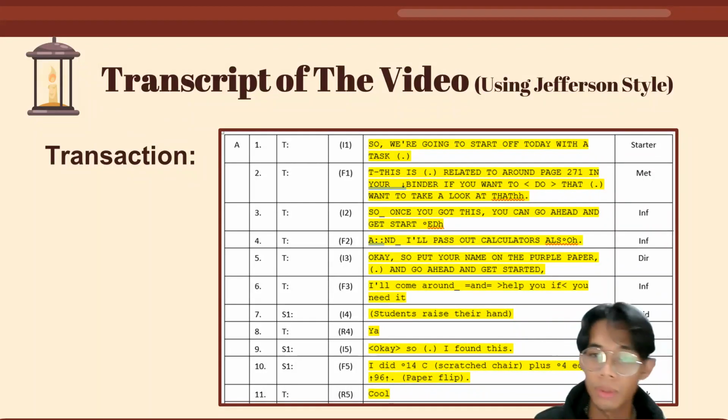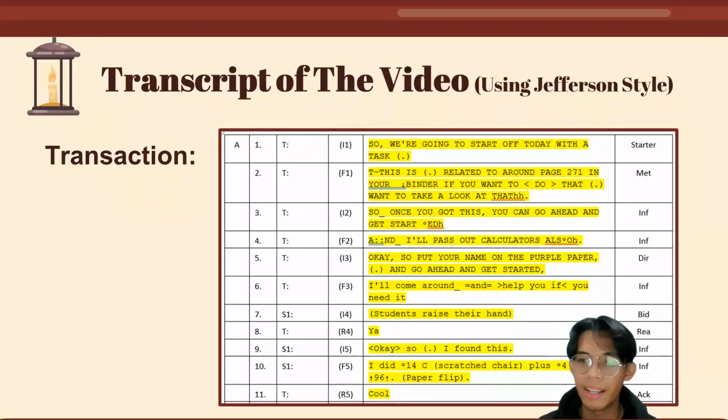Then you can also see the I1, F1, IFR. Okay, we will see it later. Like the starter, meta, what is it? I will explain it later.